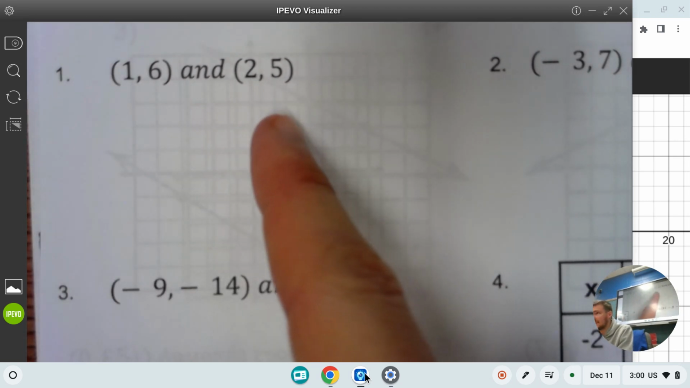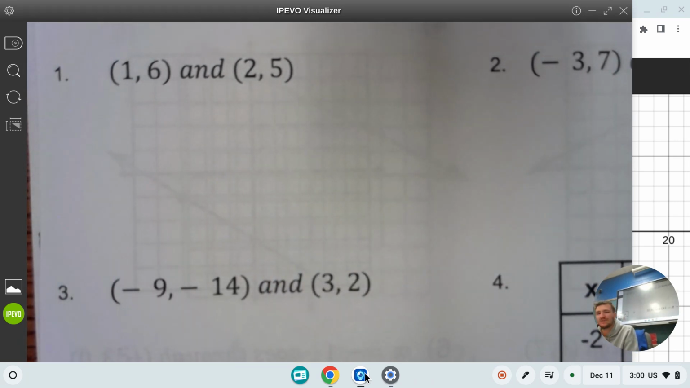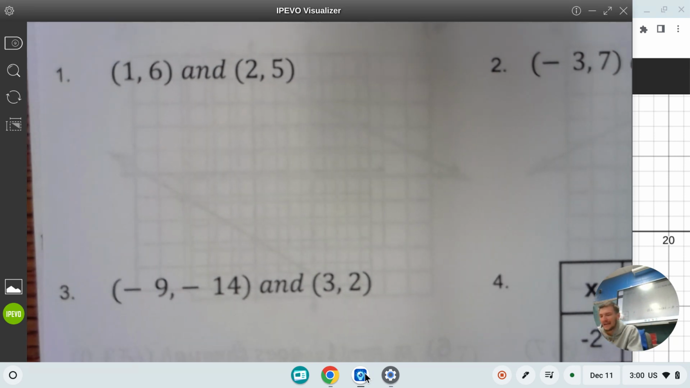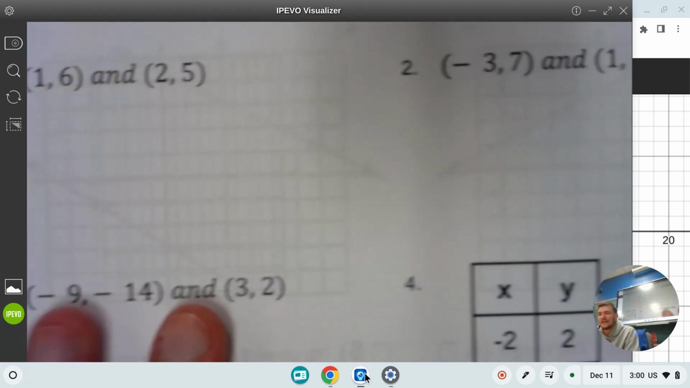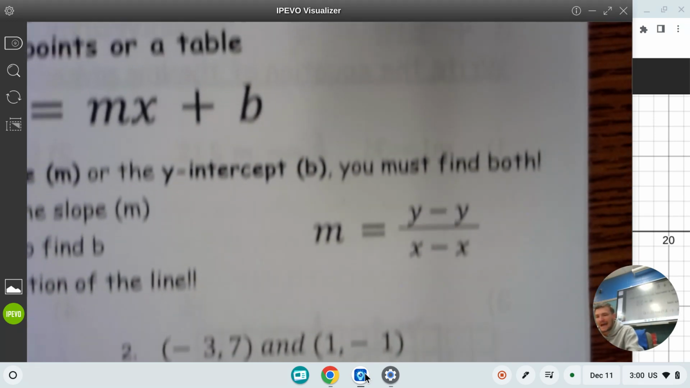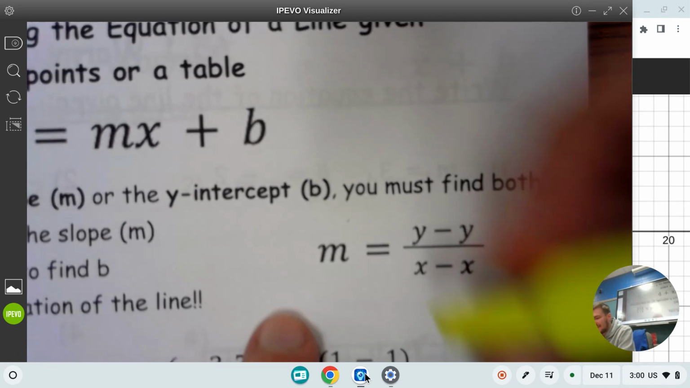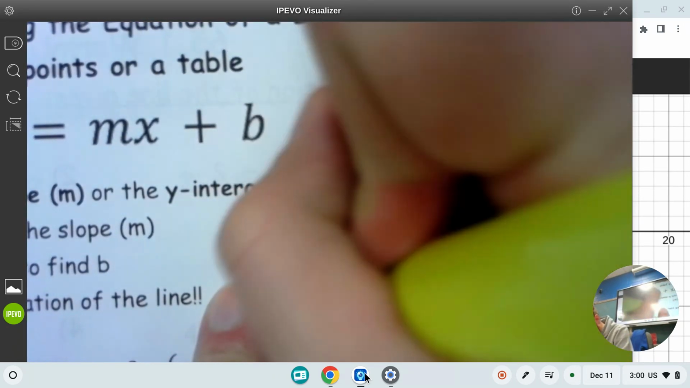2 coordinates. Okay? If I try to figure this out, do I know what the m is? No. Do I know what the b is? No. So right now, I'm starting with absolutely nothing. Okay? Here's the good news. Flashback. We learned this formula earlier in the year.